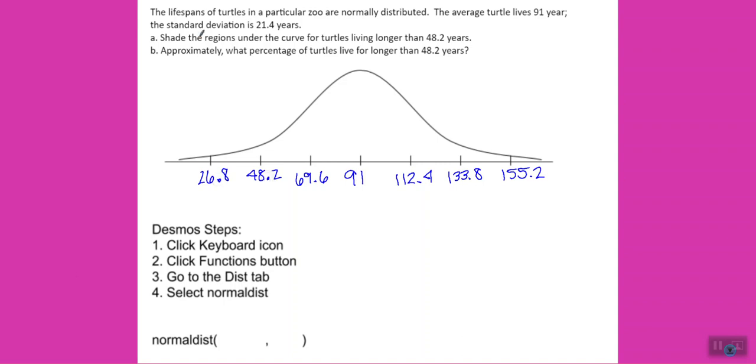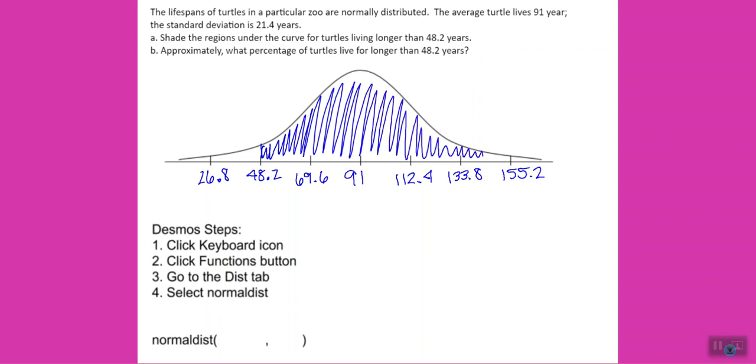So if we want to shade the regions under the curve for turtles living longer than 48.2 years, I'm going to start down here at 48.2, and shade everything to the right of that, going past the 55.2 all the way into the tail of the curve. So, approximately, what percentage of turtles live for longer than 48.2 years?